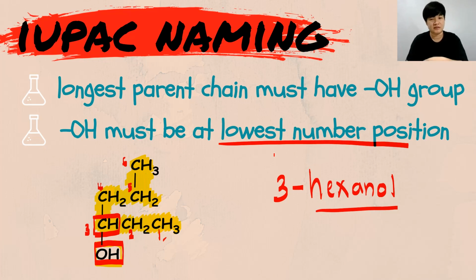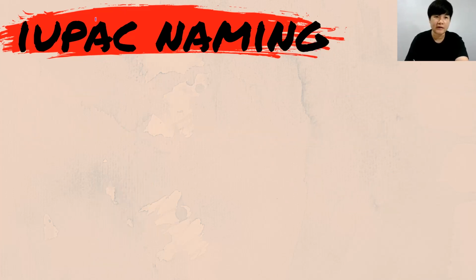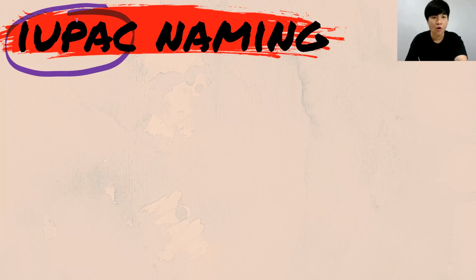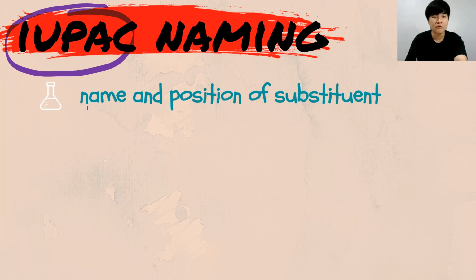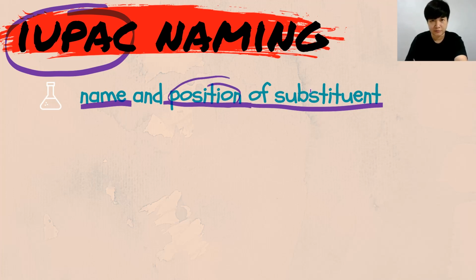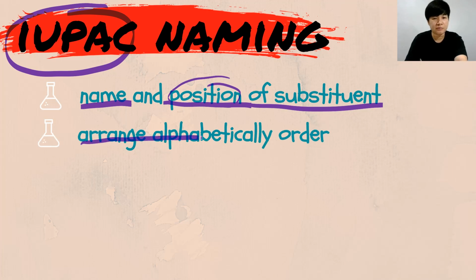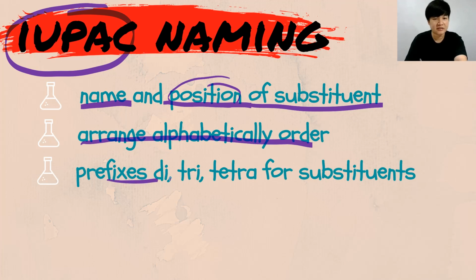Simple? Easy. And before we move on to more examples, I want to remind you the IUPAC rules that you have learned previously all will be the same. For example, the name of your substituent will be the same. Your methyl group, your ethyl group, your isopropyl, sec-butyl, all that will be the same. Every substituent also deserves a position. Don't forget the position of your substituent. When you write their name completely, you need to arrange them in alphabetical order. The prefixes di, tri, tetra for the same substituent.